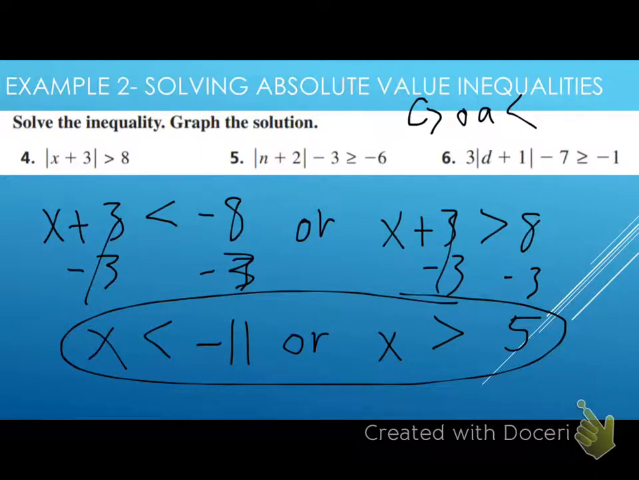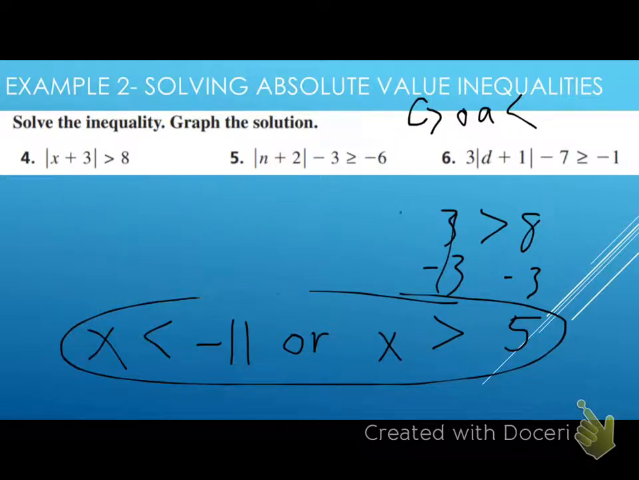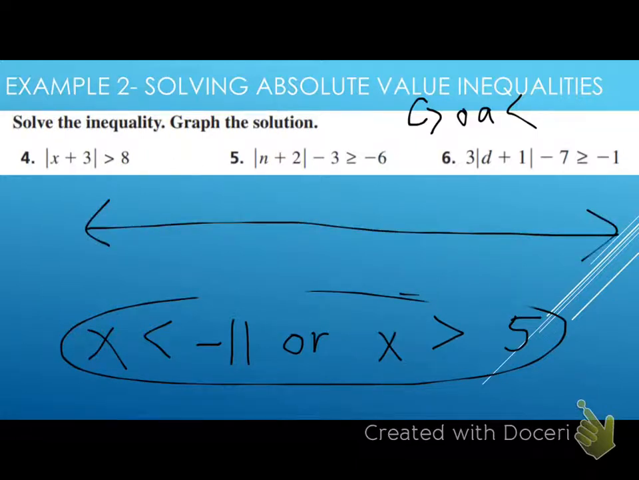Got to graph it. Is everyone okay if I go by 2s? Yes. Okay. Does it have to be in that order? No. If you write X is greater than 5 or X is less than negative 11, that's fine. Okay? It's a good question.